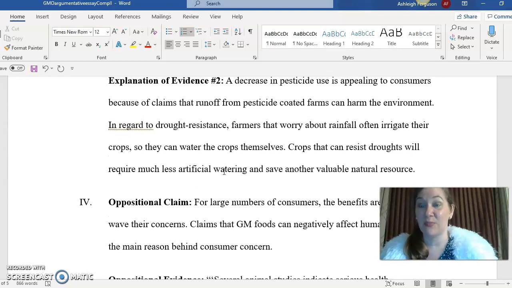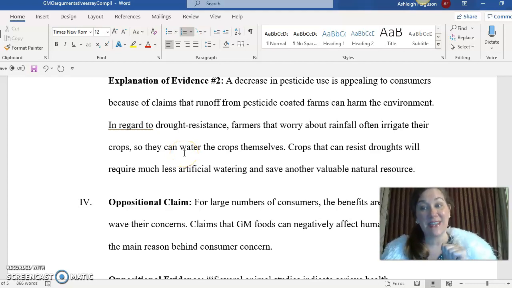And notice in his explanation of evidence 2, he says, a decrease in pesticide use is appealing to consumers because of claims that runoff from pesticide-coated farms can harm the environment. In regards to drought resistance, farmers that worry about rainfall often irrigate their crops so they can water the crops themselves. Crops that can resist droughts will require much less artificial watering and save another valuable resource. So again, this ends his overview of his 2 claims.